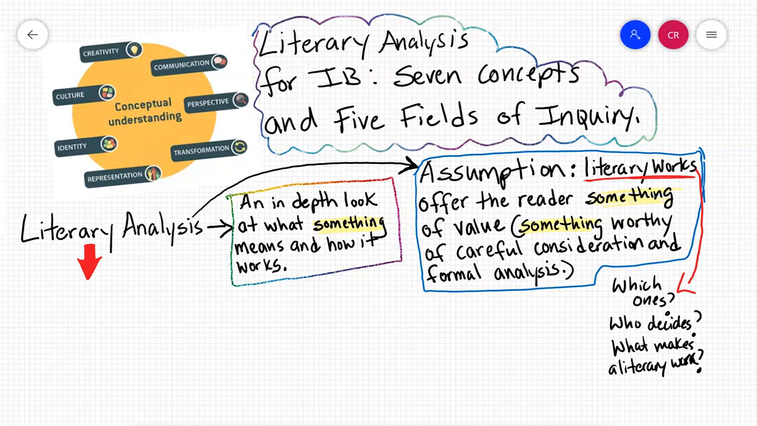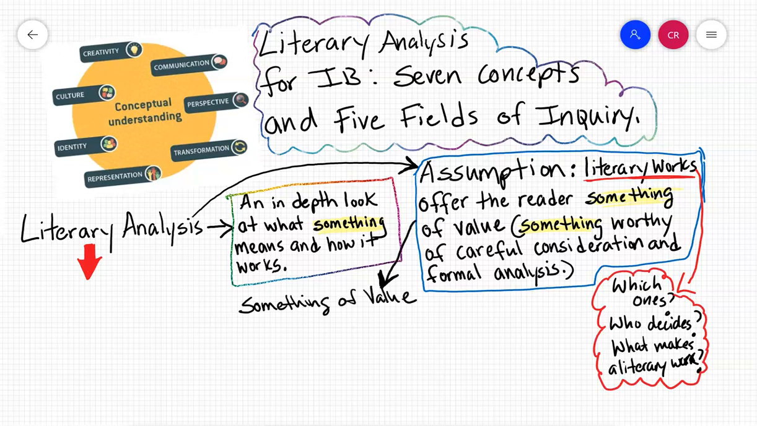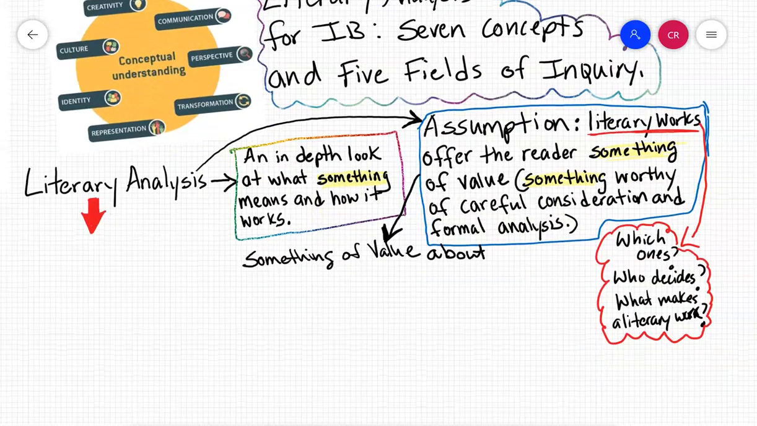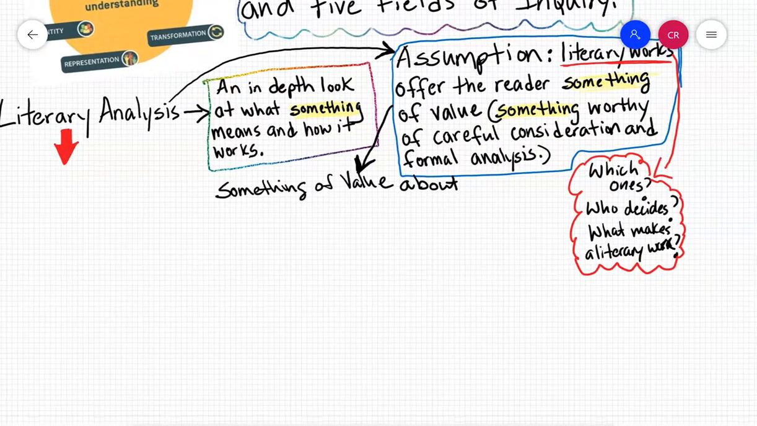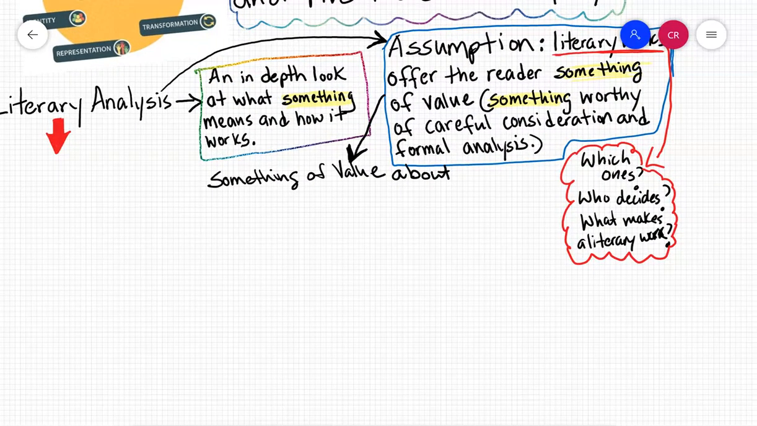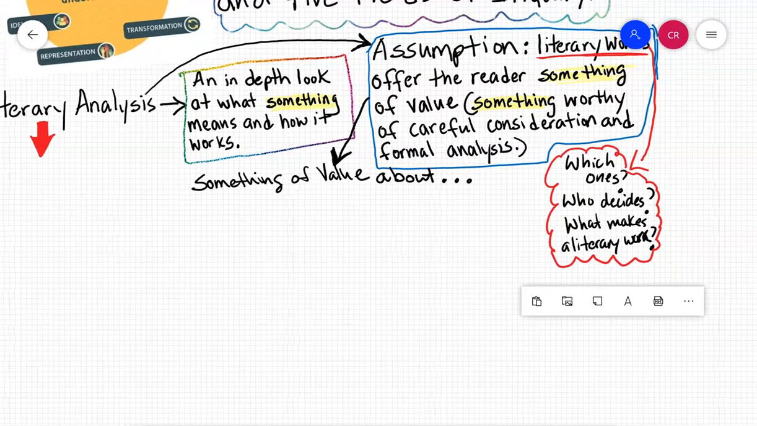And essentially what we're saying, what makes it of literary value, is the fact that it has value. We're saying there is something of value about it. So what do we mean when we say something of value about a literary work? So let's think, what are the kinds of things that might have value in a literary work?